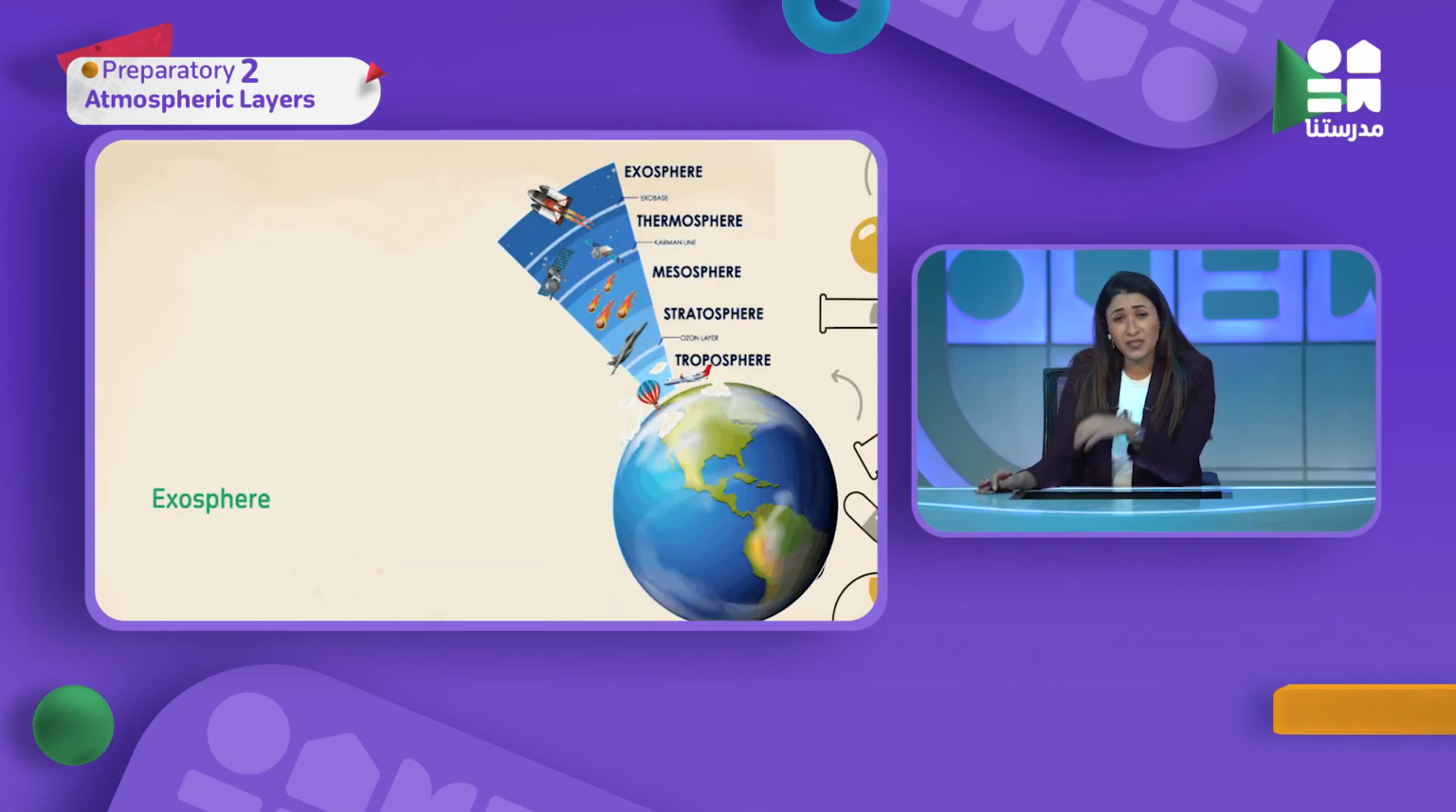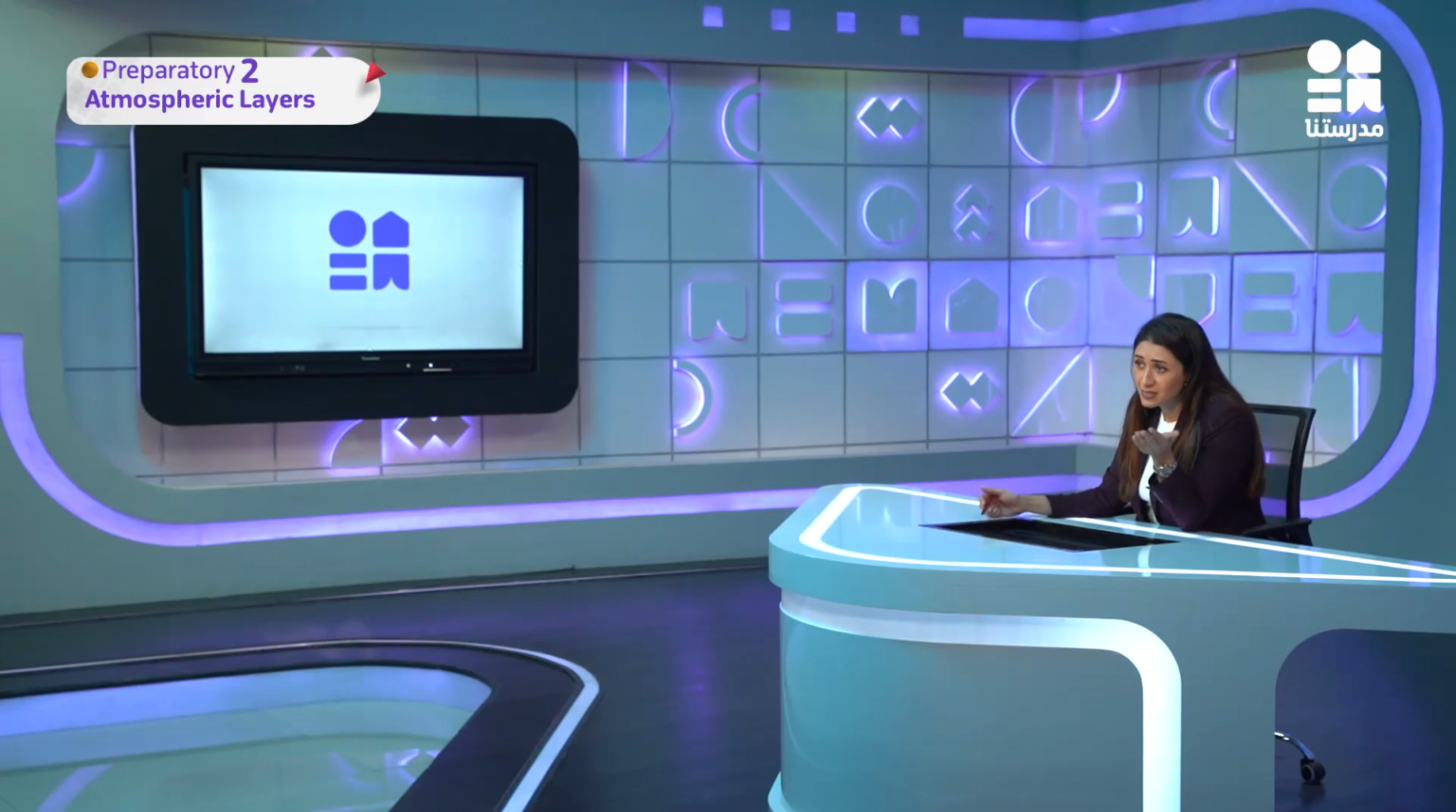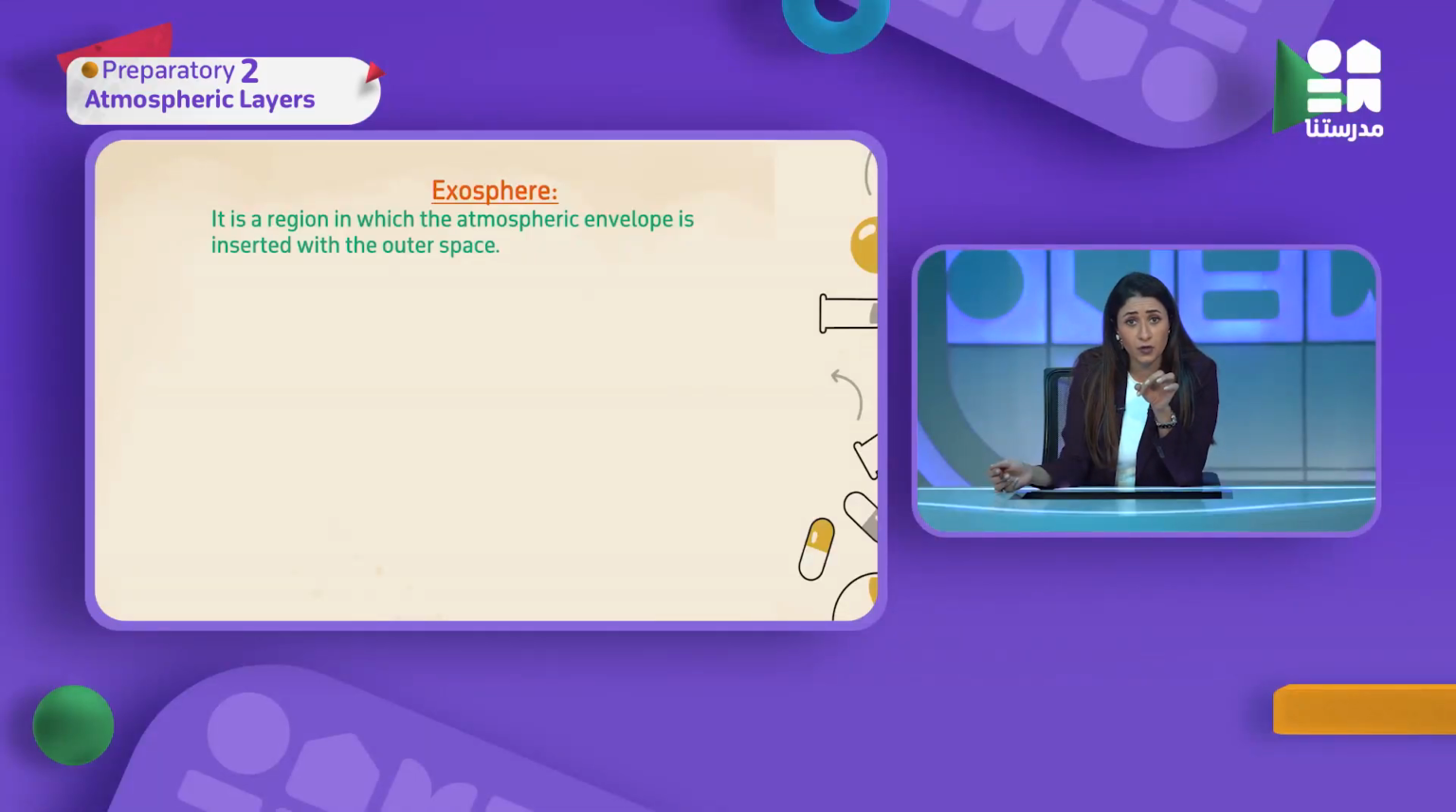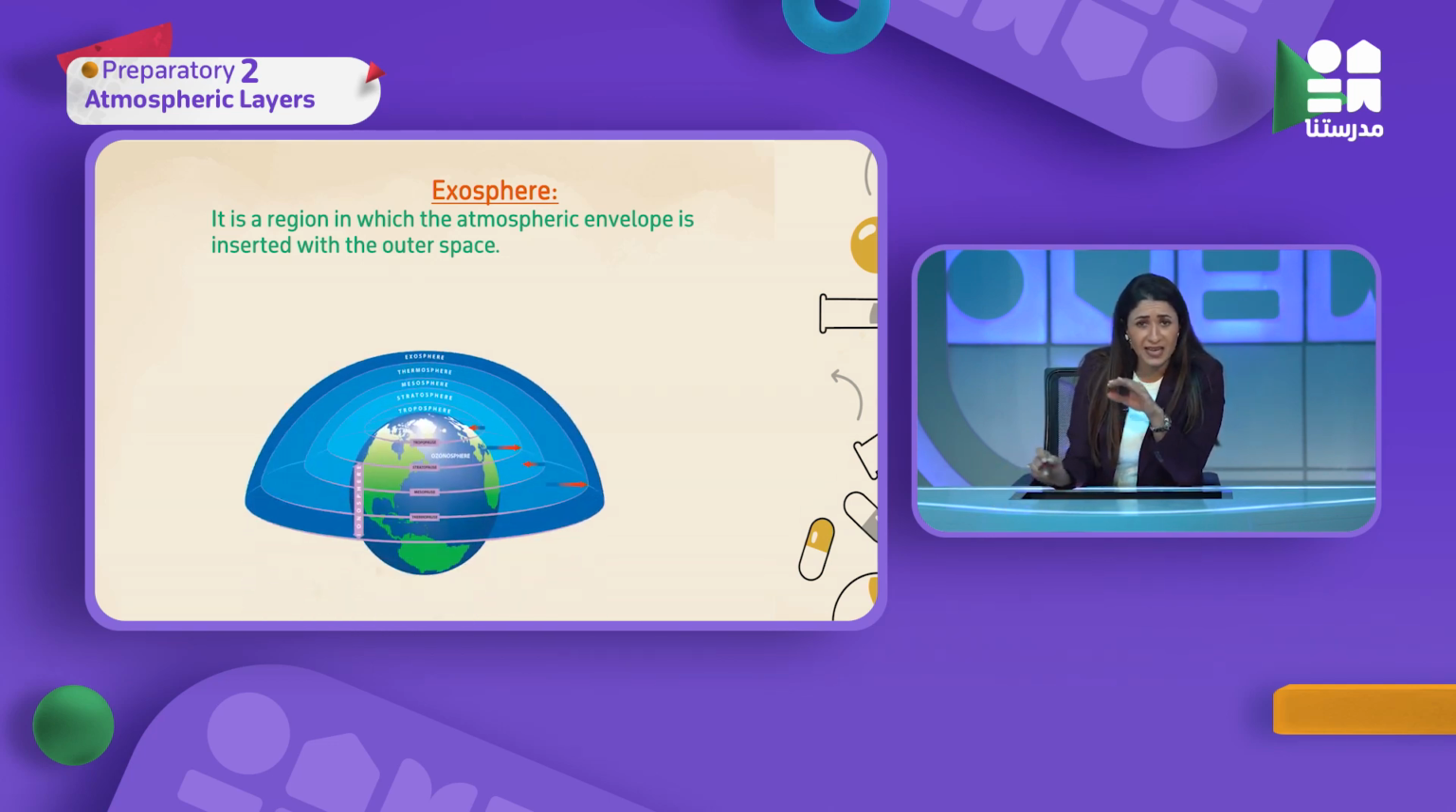طيب تعالوا نكمل مع بعض. في طبقة أخيرة كده بسميها الإكزوسفير، وده اللي بيحيط الغلاف الجوي، وده بيفرق الأتموسفيريك لايرز عن الأوتر سبيس. ما بقولش عليها atmospheric layer، أنا بقول عليها منطقة region and it is found at the end of the thermosphere. لما يقول لي what's meant by exosphere، هقول له it is a region in which the atmospheric envelope is inserted or connected with the outer space. كأنها قشرة أو طبقة خارجية بتغلف الأتموسفيريك layers. طيب let's move on.